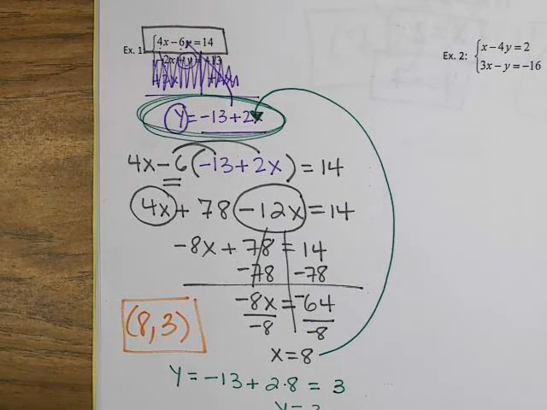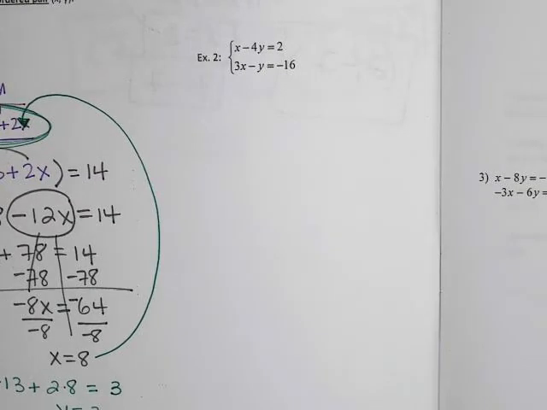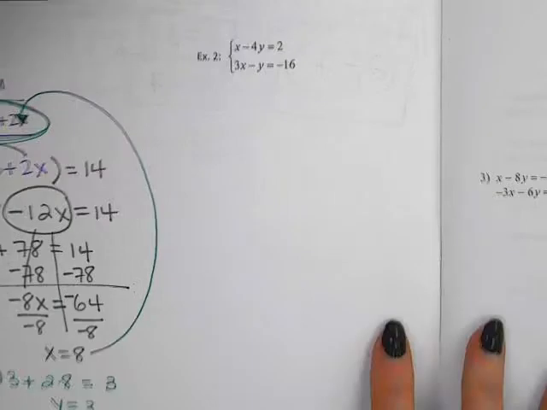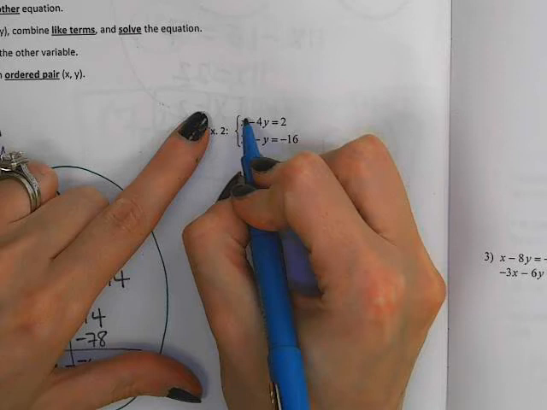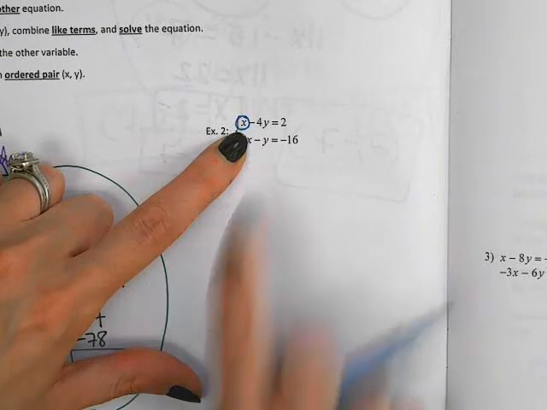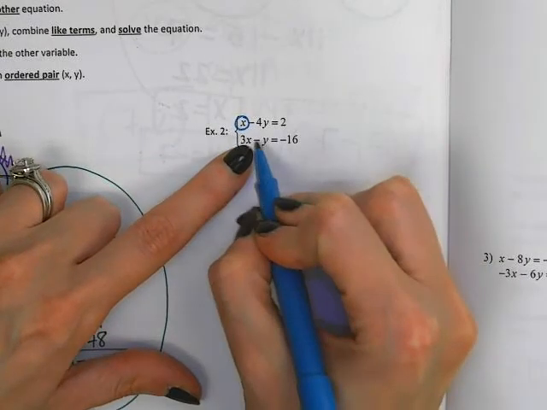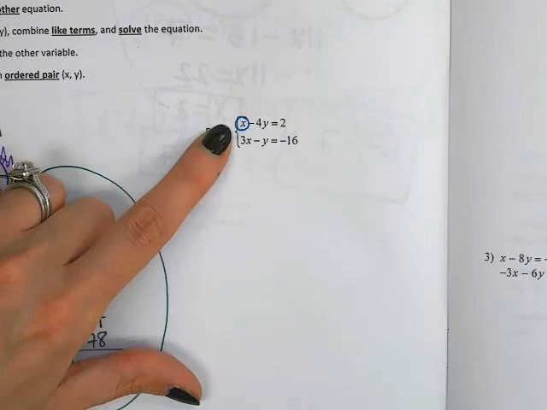Okay, I'm going to do one more because I know this is a little tricky. All right, number 2. Scan the problem, try to get one variable alone. So I'm going to pick this x. You always want to find the one that does not have a number attached to it. The reason I wouldn't pick the y is because there's a negative. I like to pick a positive one.